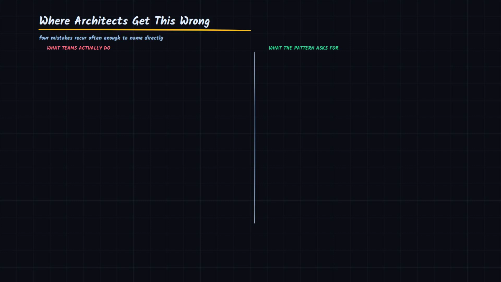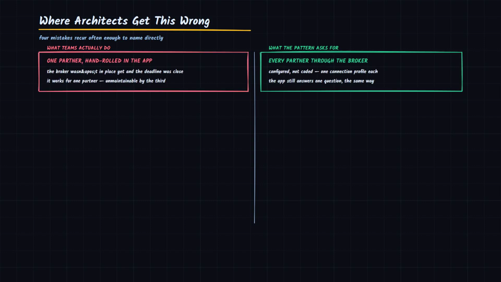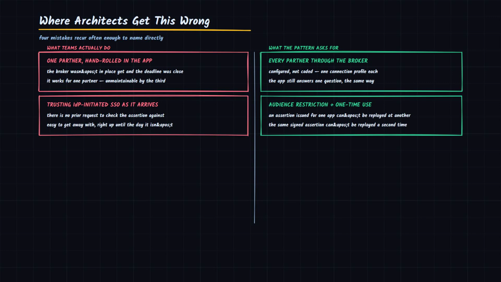The second is trusting IdP-initiated SSO without the specific defensive checks it requires, validating audience restriction so an assertion issued for one application can't be replayed against another, and enforcing a one-time use identifier so the same signed assertion can't be replayed a second time by anyone who intercepts it. IdP-initiated flow is convenient precisely because there's no prior request to check the assertion against, which is exactly why skipping those checks is so easy to get away with until the day it isn't.